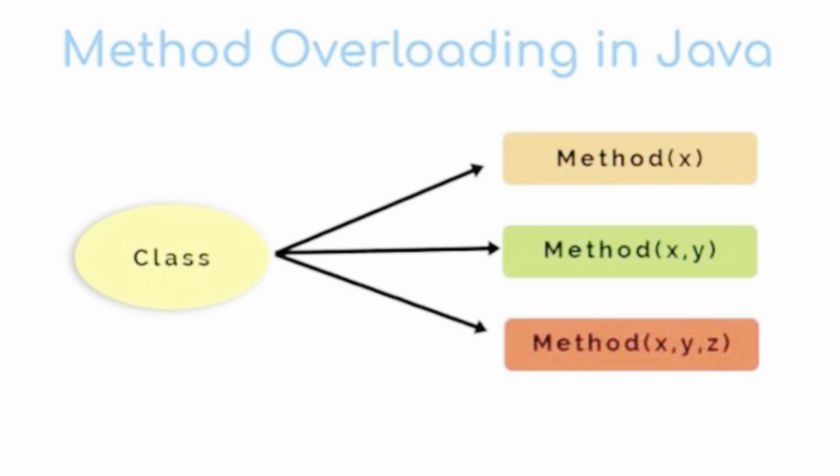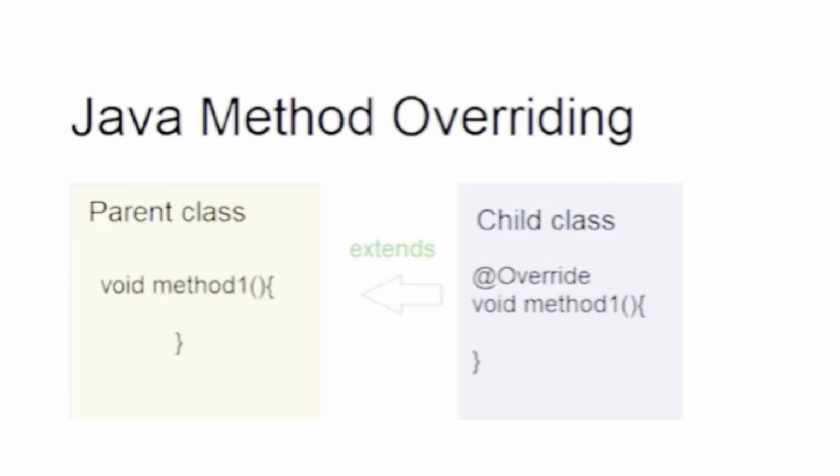First one, method overloading, also known as compile time polymorphism, is the concept of polymorphism where more than one method share the same name with a different signature in a class. The return type of these methods can or cannot be same.